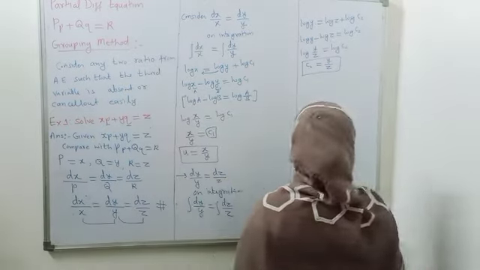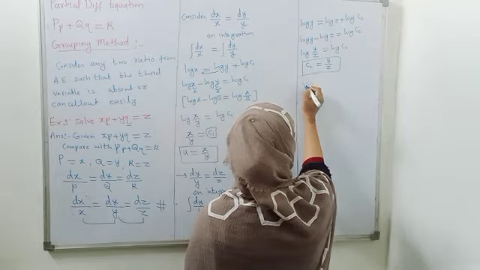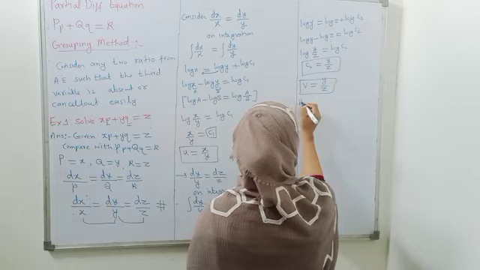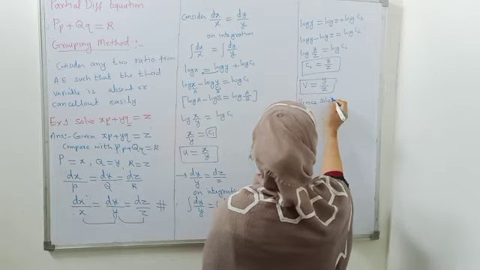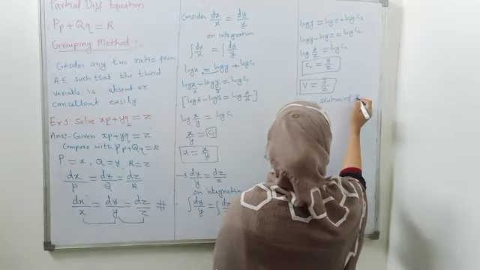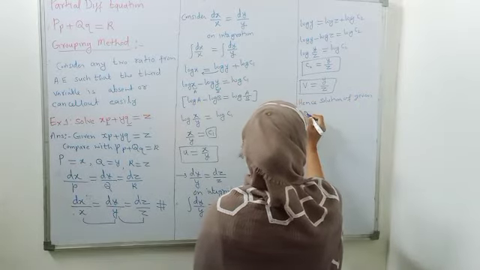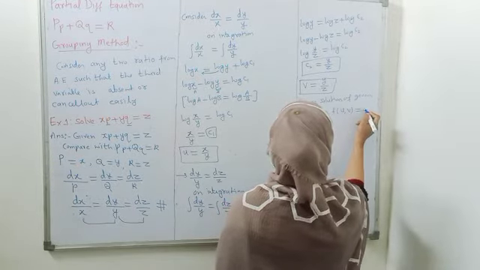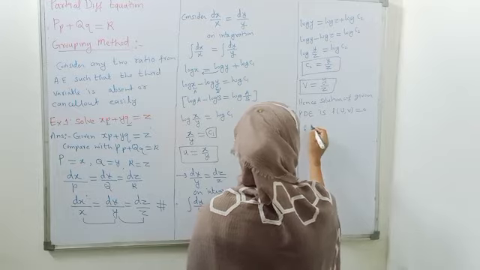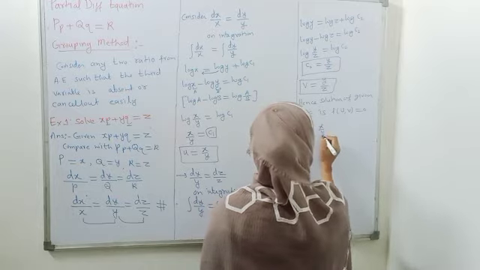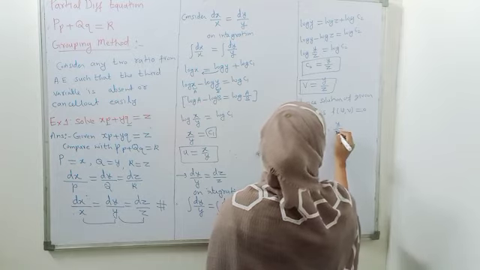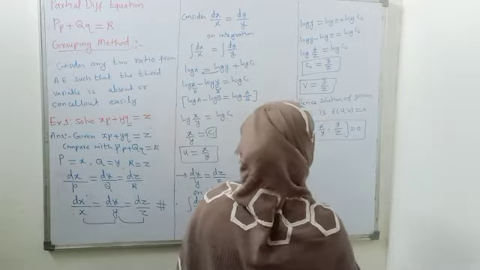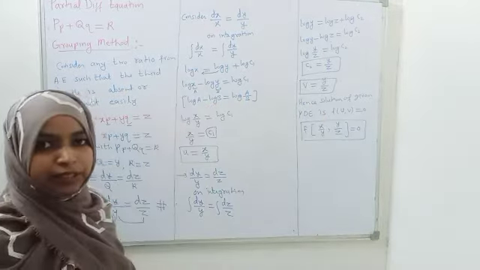After getting c2, just denote c2 by v. So v is equal to y upon z. Hence, the solution of the given partial differential equation is f of u comma v equal to 0. Substituting the values of u and v, where u is x upon y and v is y upon z, f of x upon y comma y upon z is equal to 0. So in this way we got the solution of the given partial differential equation.